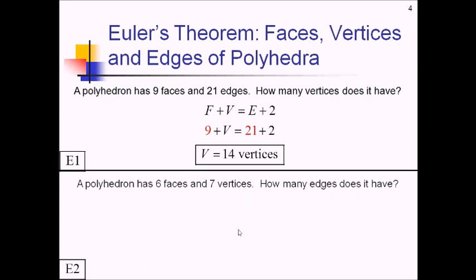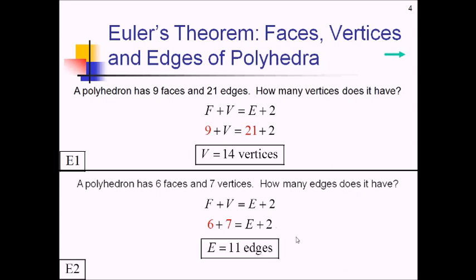So again, Euler's theorem, we've got 6 faces, so that's F is 6. V is going to be 7. We're looking for edges, so we'll leave E there. So we've got 13 minus the 2 gives us 11 edges.